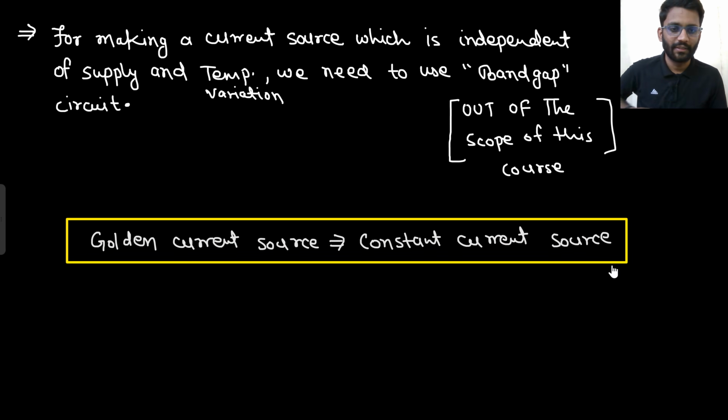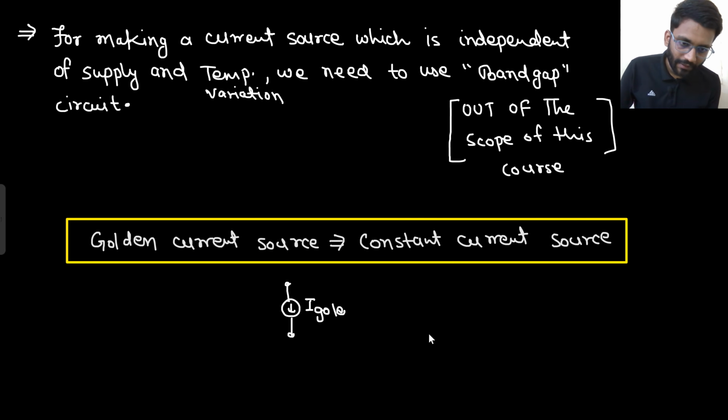So we get a constant current source from the BGR circuit, the band gap reference circuit. Now you have a constant current source with you. You have a golden current source, I golden, or sometimes we call it I reference. You have that reference current source.